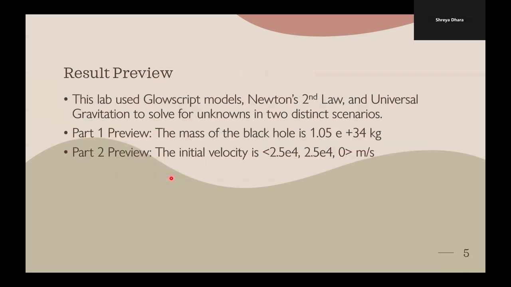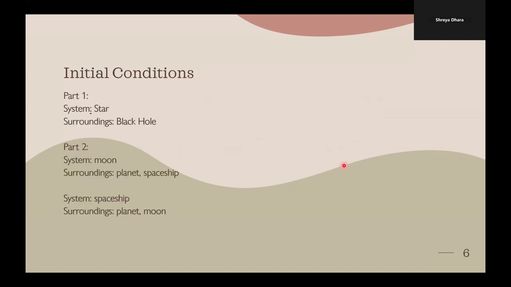To give a preview of our results, we found that the mass of the black hole is 1.05 times 10 to the 34th for part 1, and then we found this initial velocity for part 2. The initial conditions are listed below here. For part 1, the system was a star, and the surroundings were the black hole. For part 2, the system is the moon, and the surroundings are the planet and spaceship for the first part of the calculation. For the second part, we switched it around and made the system the spaceship, and the surroundings the planet and the moon.